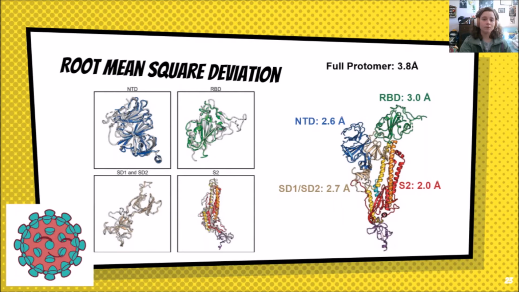So for the individual subunits, the root mean square deviation was even smaller. For the receptor binding domain, it was only 3 angstroms. For the N-terminal domain, it was 2.6 angstroms. For the SD1, SD2 domain, it was 2.7 angstroms. And then for the S2 domain, it was only 2 angstroms.